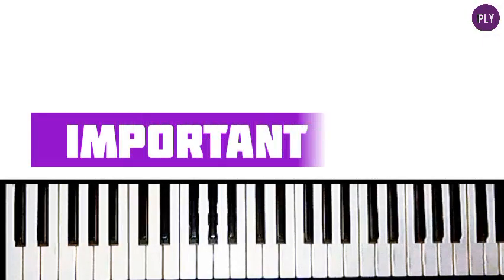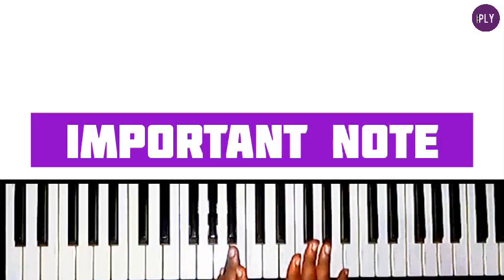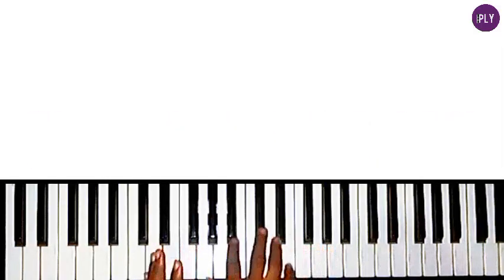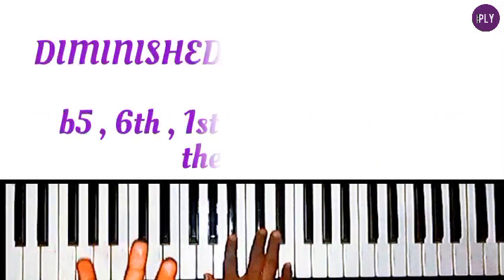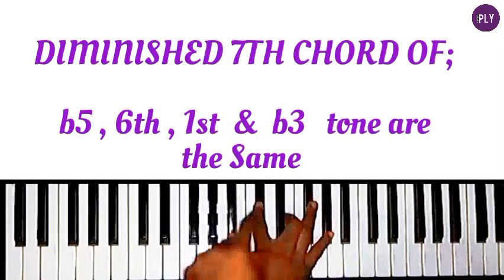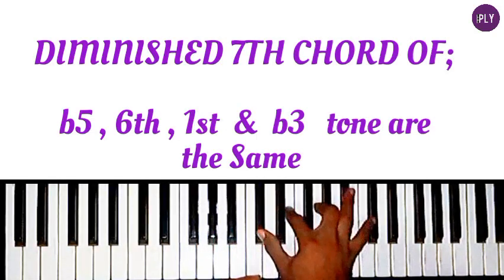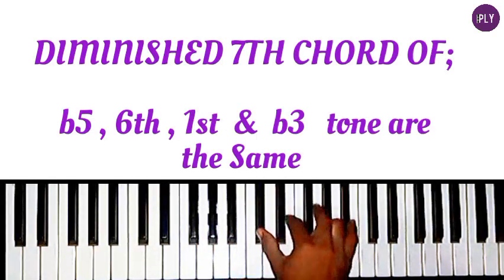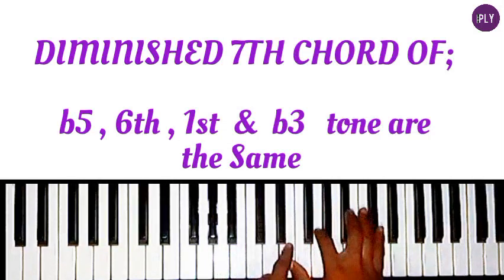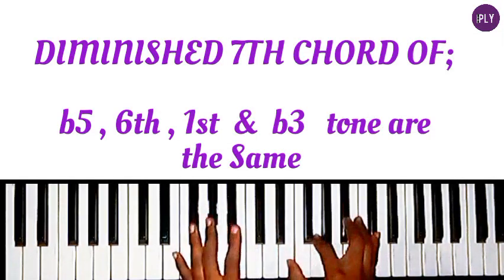And now, so that you will not get confused, there's one very important thing you need to note about this diminished seventh of the flat 5 tone. This is it here. The diminished seventh chord of the flat 5 tone is actually the same thing as the diminished seventh chord of the 6th tone. Okay, and it's also the same thing as the diminished seventh chord of the 1st tone. This is the diminished 7th chord of the 4th tone, and this is the diminished 7th chord of the flat 3. So all these chords I play are actually the same thing.